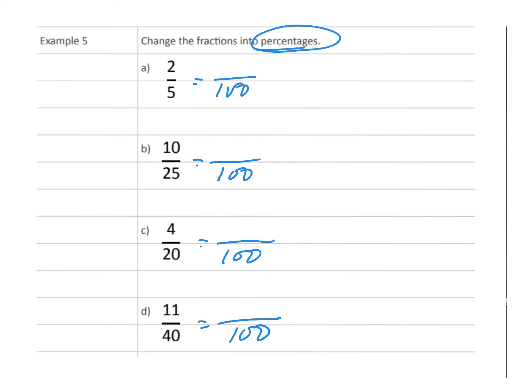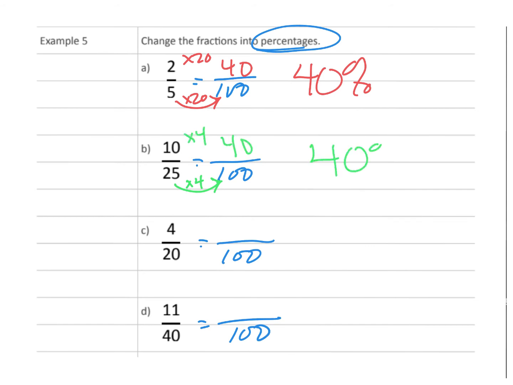Okay, so let's figure out easy ways. 5 times 20 gives me 100. So 2 times 20, this would be 40%. 40 over 100 would be 40%. 25 to 100, this would be multiplied by 4. So 10 times 4 would also be 40. So this one would also be 40%.